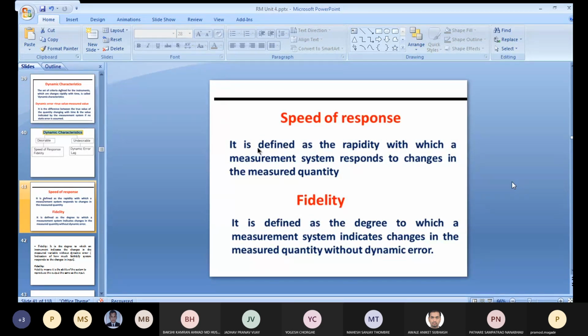Okay, example, you can put any example. Can anybody give me an example of speed of response? Because it comes under dynamic characteristic, changes rapidly with respect to time. Tell me. Yogesh?